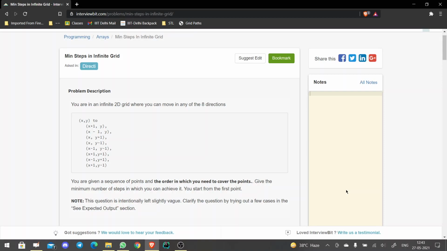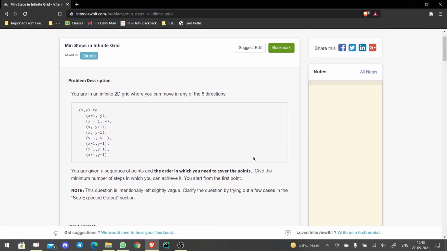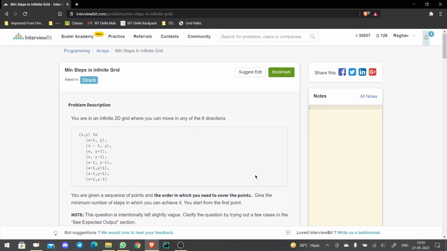So what the question says is that we need to cover a sequence of points in the given order, and we need to tell the minimum steps that is required to cover all those points which are given to us in the question, and we need to make sure that the order maintained is the same as provided in the question. Also, it is very clear that we need to start from the very first point itself. Also, the other constraint is that we can travel in all the 8 possible directions of the graph. So this was all about the question, and I hope the question is pretty simple and clear.